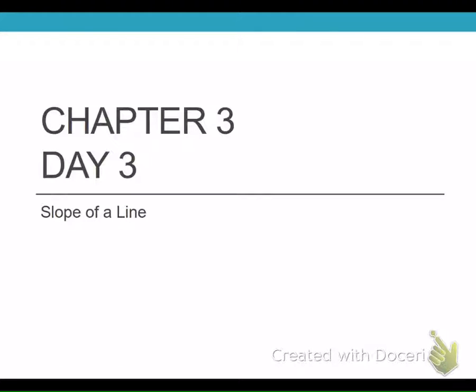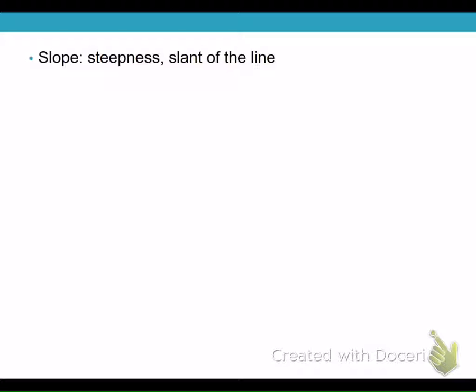Today we are continuing Chapter 3. This is the third day. So Chapter 3, Day 3. Today is all about slope. So we'll start just by defining slope. Slope is the steepness or the slant of a line.